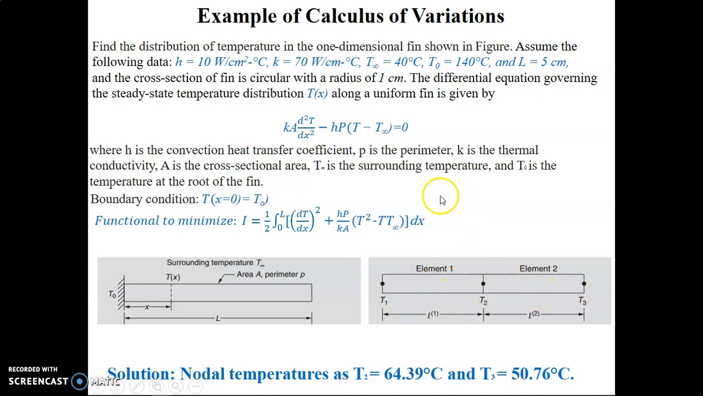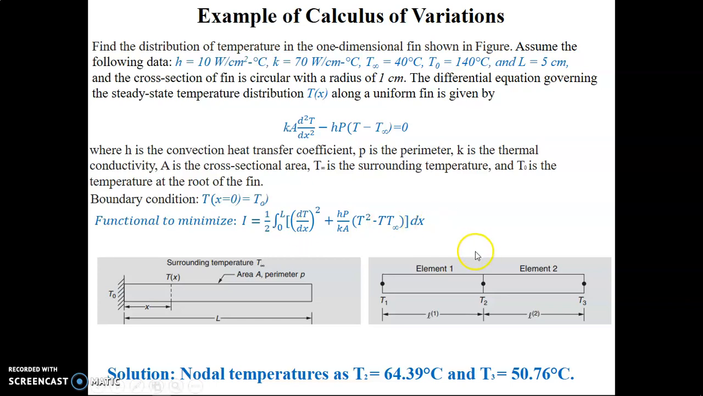So T can be attributed as T is equal to A plus Bx. A and B are your coefficient. Then after approximating the temperature distribution within the element, you will be obtaining the derivative of the temperature with respect to x. Then you will substitute the value of this into this expression. Once you have obtained this expression, now you will be differentiating the value of the I with respect to T1, T2 and T3.